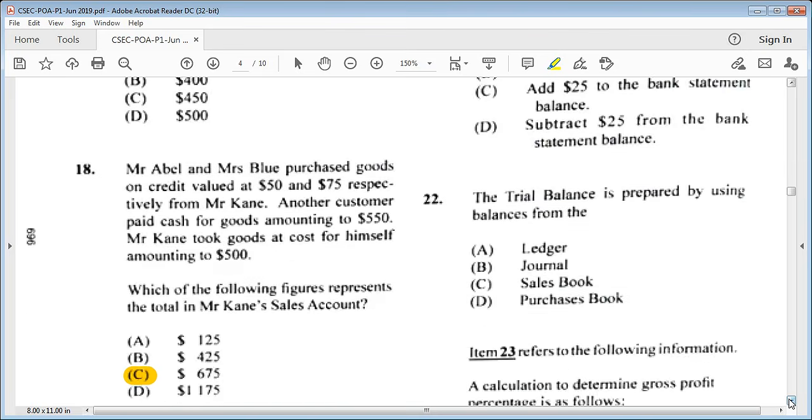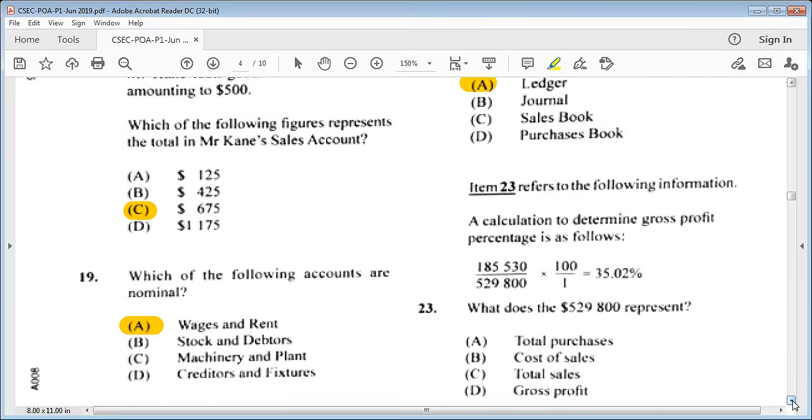Let's move on to 22. The trial balance is prepared by using balances from the A, ledger, B, journal, C, sales book, D, purchases book. We know it is A. Trial balance is prepared by using the balances from the ledger. Let's go on to 23.